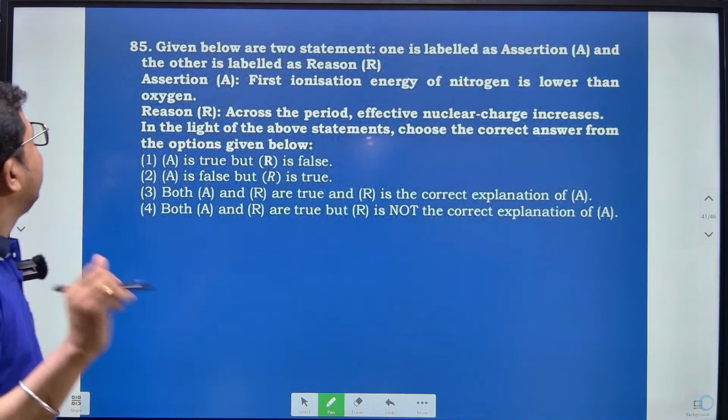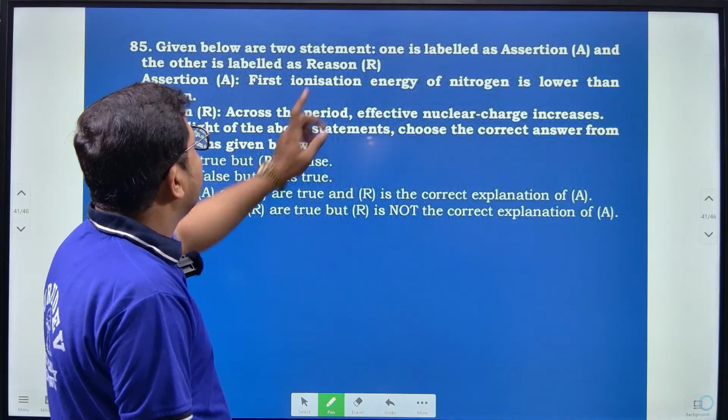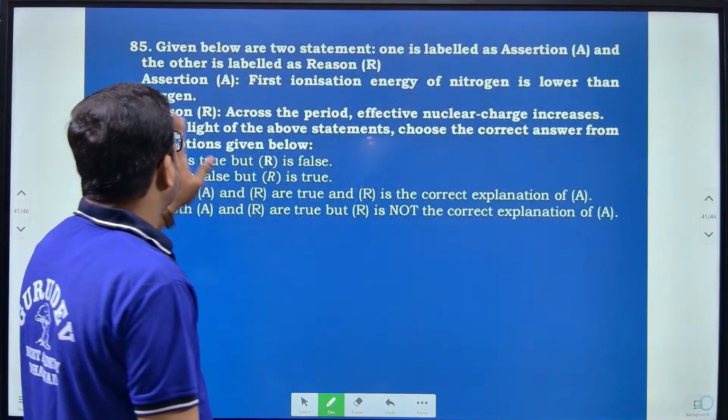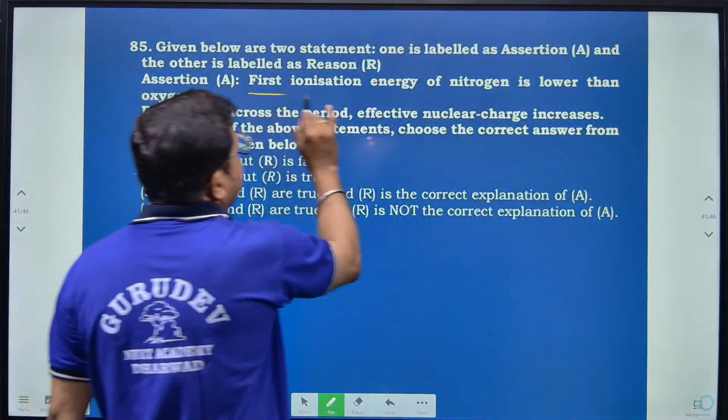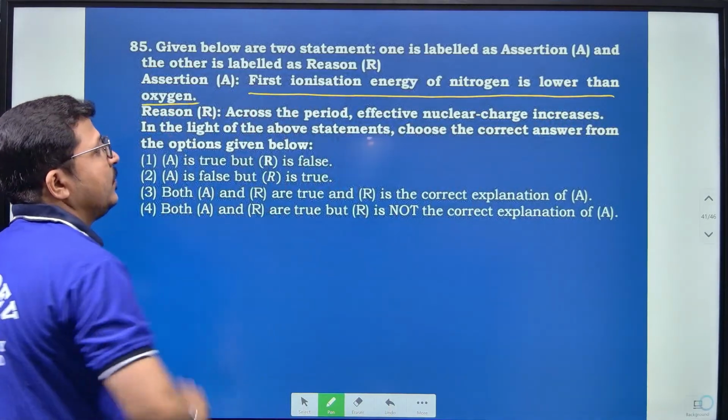Next, here. The given below are two statements. One is labeled as assertion and the other is labeled as reason R. So the assertion is: the first ionization energy of nitrogen is lower than oxygen.